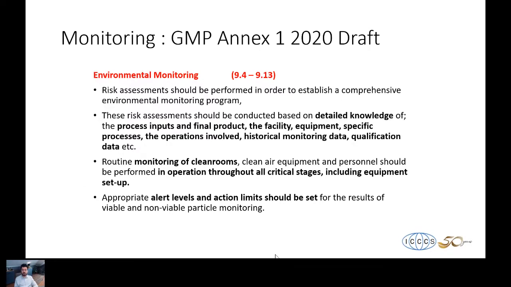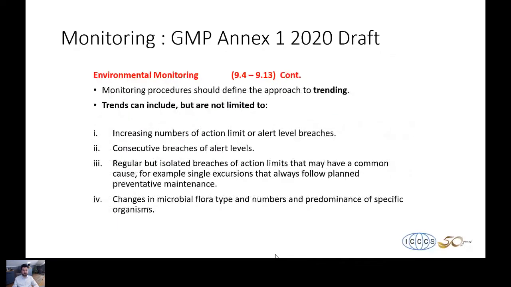The routine monitoring of clean rooms, clean air equipment, and personnel should be performed in operation throughout all critical stages, including equipment setup. So it's not limited to the production itself. It should start with the equipment setup and go all the way to the end of our process. Appropriate alert levels and action limits should be set for the results of viable and non-viable particle monitoring. This still exists in the 2020 draft.